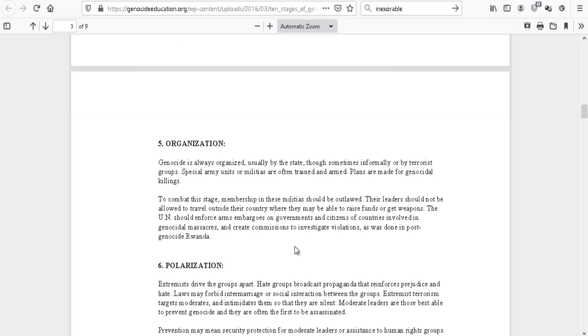Organization. Genocide is always organized, usually by the state. Sometimes informally or by terrorist groups. Special army units or militias are often trained and armed, and plans are made for genocidal killings.